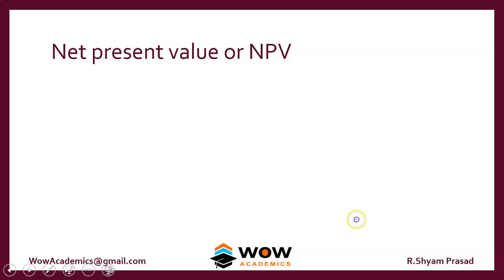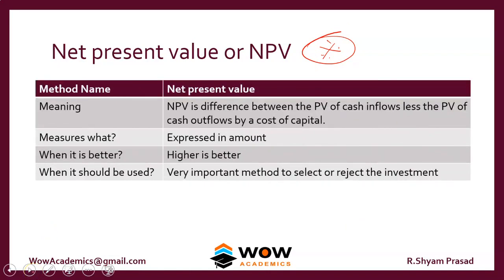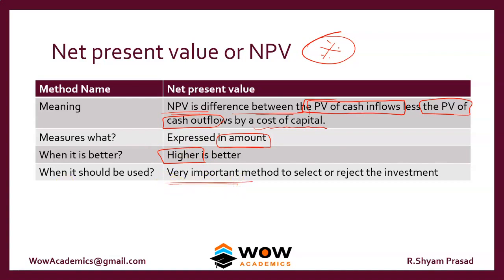So we'll move on to the most important method in this entire video, that's NPV. The meaning: NPV is the difference between the present value of cash inflow less the present value of cash outflow. How do you find the present value? We use a cost of capital. The answer that we get is an amount. The higher the answer, the better. When should we use it? It is a final criteria that we use to select or reject a project.